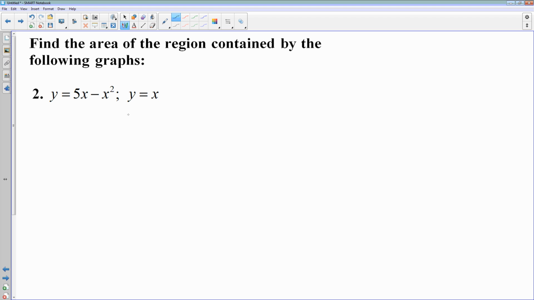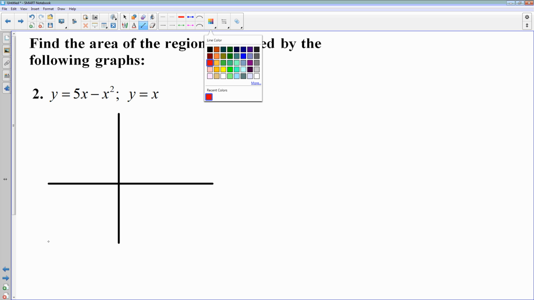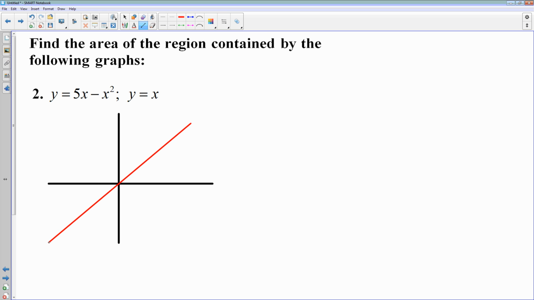Now let's try a different one. Same directions, new functions. We have 5x minus x squared and y equals x. Again, we have a parabola and a line. So let's graph those two. Y-axis, x-axis. So I'm going to do the easy one first. Y equals x is pretty straightforward. So let me graph that real quick. I'll do it in red, and y equals x is going to come through looking something like that. And here's what I want.